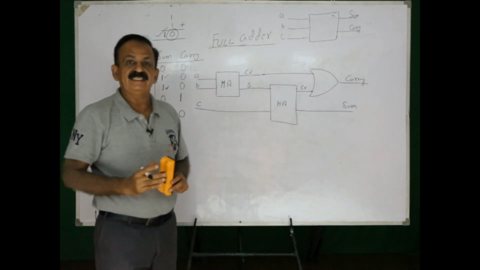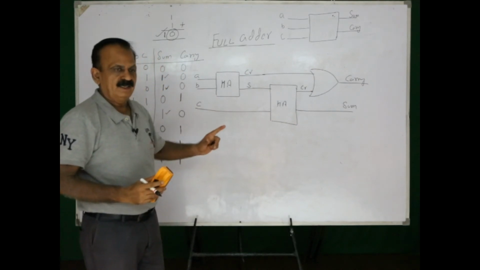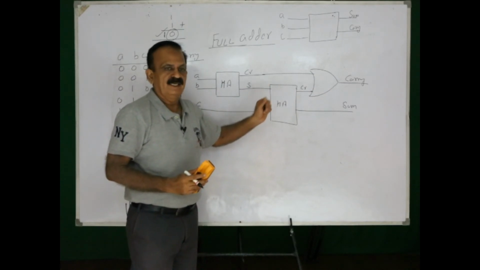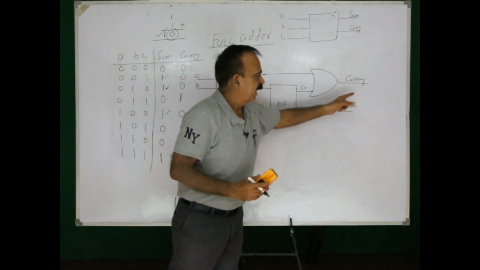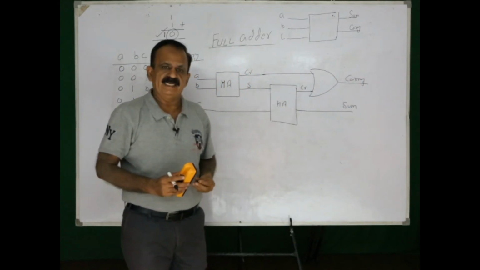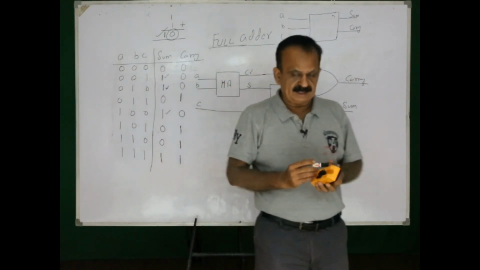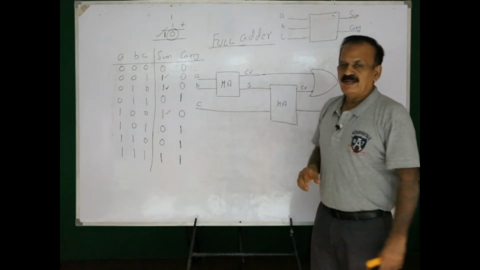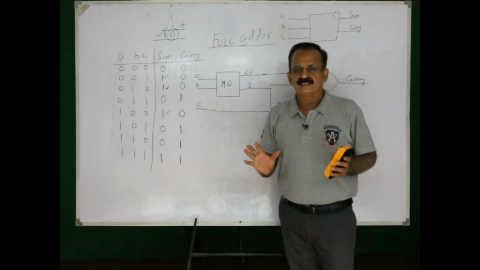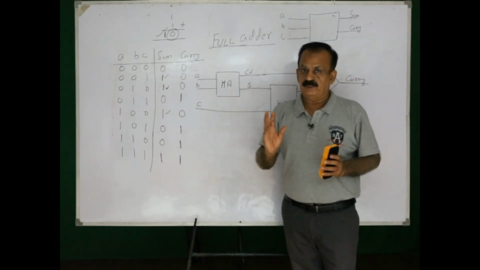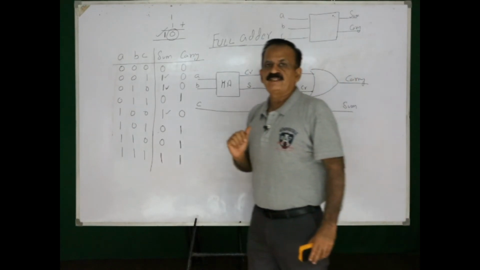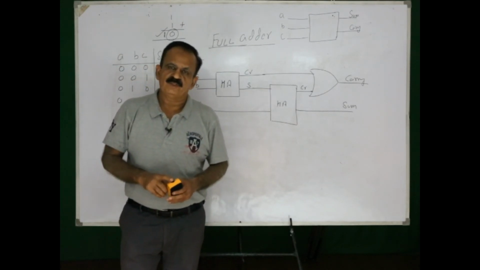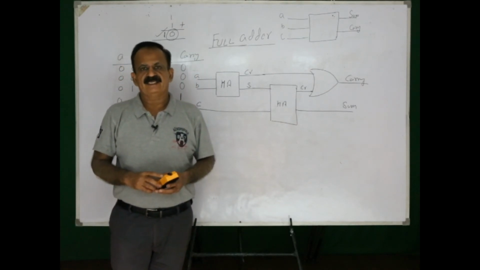Now, this basically is a circuit of full adder by using half adders. 2 half adders I am using for this, and this value will be representing sum and this value will be representing carry. So, the half adder circuit can be used to implement full adder. Now, I hope we are clear with these two topics: half adder and full adder. Half adder is used to add 2 bits at any time, and full adder is a circuit which is used to add 3 bits at any time.